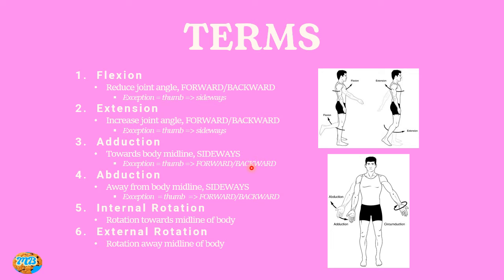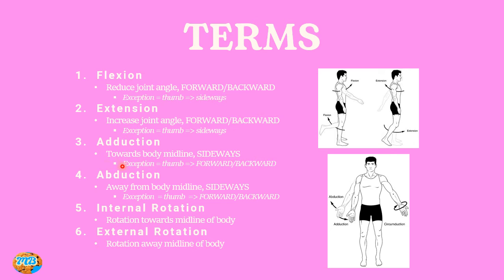Now, the exception for both of these is the thumb. The thumb works on a different plane, it works on the opposing plane. So if you want to adduct or abduct the thumb, the thumb is moving forward or backwards on that plane. And if you want to flex or extend your thumb, you have to move the thumb sideways. So the laws of flexion, extension, abduction, and adduction switch when it comes to the thumb, but other than that, they're the same.